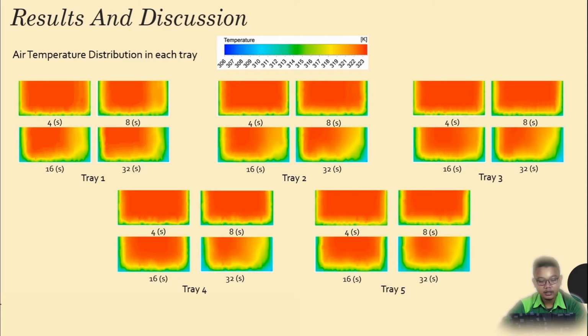At 16 seconds until 32 seconds, the air temperature distribution was more uniform than before. It means the mixing process happened over time. Based on the figure, the optimum tray position can be known. The tray in the bottom position had more red color than the others. It means the tray in the bottom position was optimal. It is because the position was near to the inlet hot air.